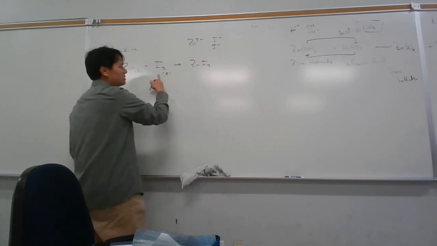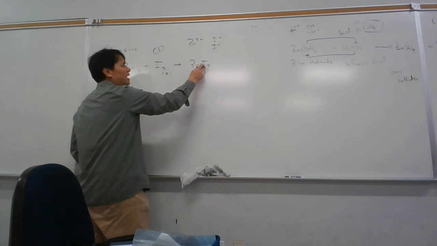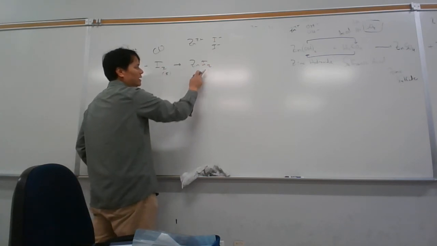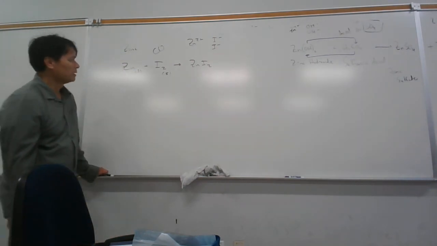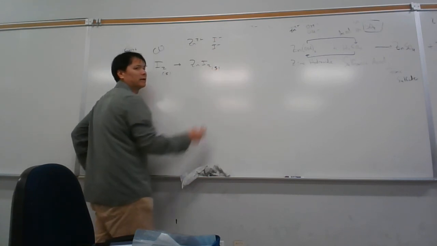This I2 is not the same as this. This is two iodine atoms that are bonded together that are neutral. This is two iodides. Just by coincidence, it came out 2 and 2. Sometimes we need 3 iodides, like for example, aluminum, we need 3. Zinc iodide, what would you suspect, solid, liquid, or gas? Solid. Ionic compounds are solids.